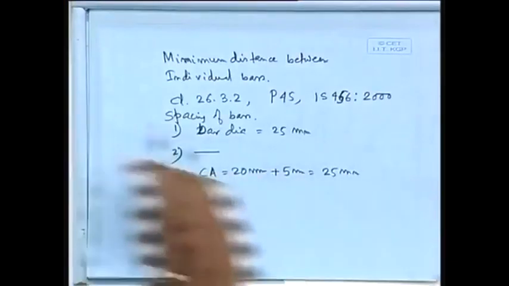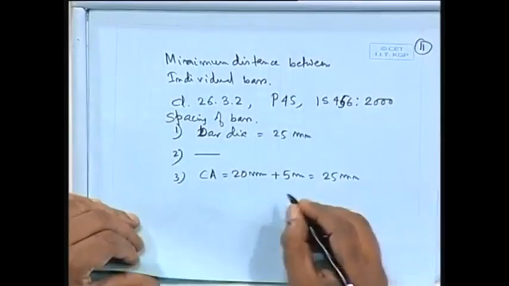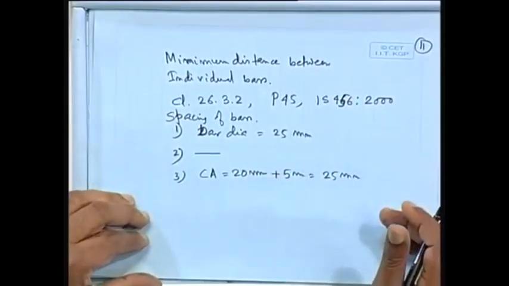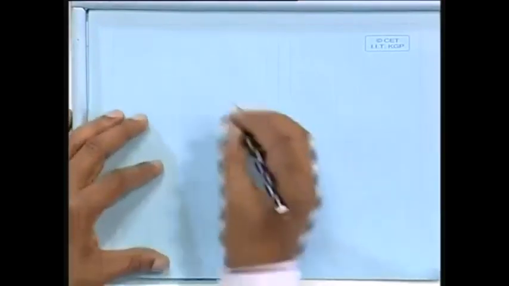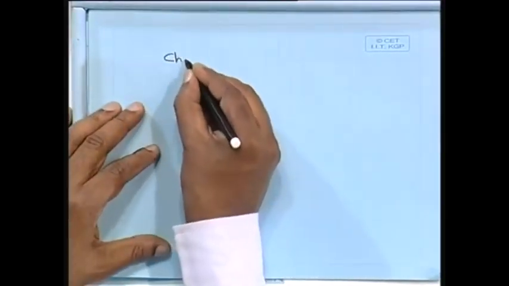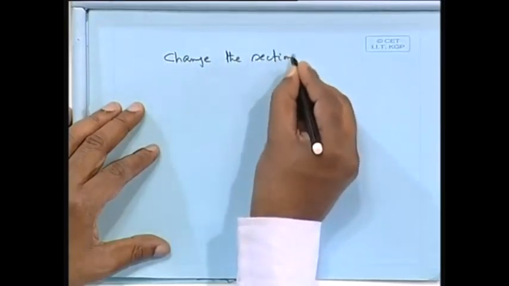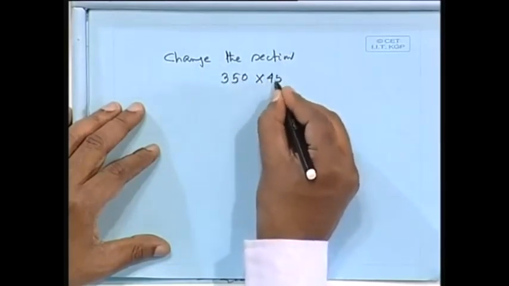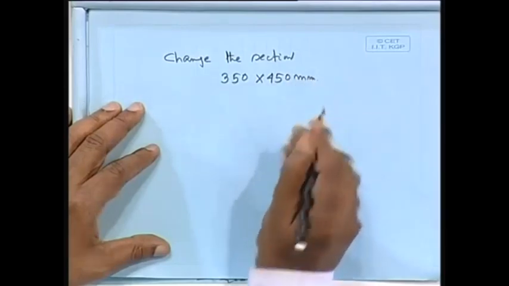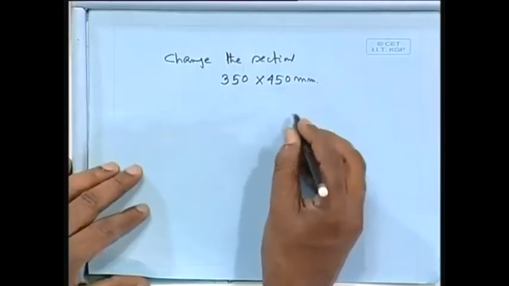So, we are getting 25 millimeters. So, what shall we do then? Then we shall change the section. So, let us change the section. Let us take 350 by say 450. So, we are taking the section, say 350 millimeter by 450 millimeter.